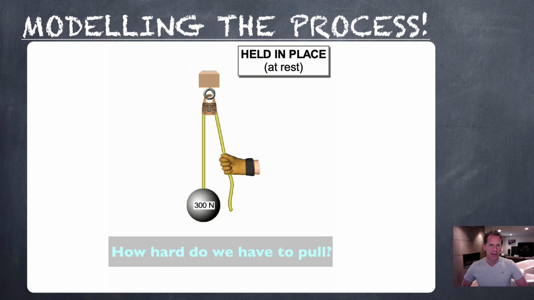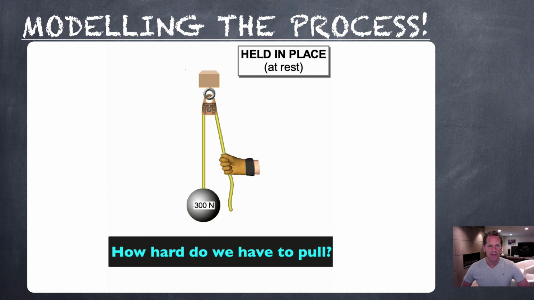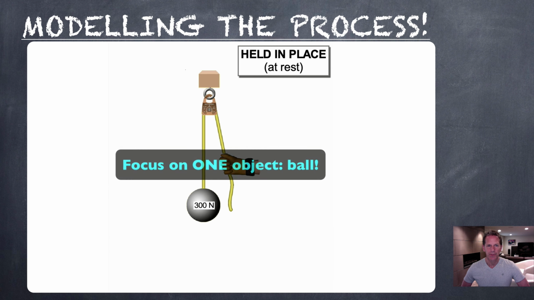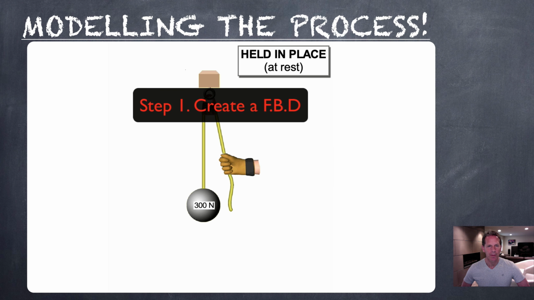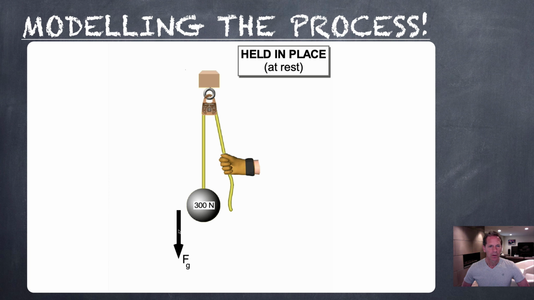So let's look at this weight that is held in place, and the question is, how hard do we have to pull? Remember, focus on just one object as you create your free body diagram. So we're going to focus on the ball itself. We know that there's going to be a force of gravity pulling down. We've labeled that with a vector downwards with an arbitrary length, and we put a symbol Fg on it. We also happen to know the size of the force, which is 300 newtons. We've labeled that too, and in good form you draw your vectors connected to the center of mass.